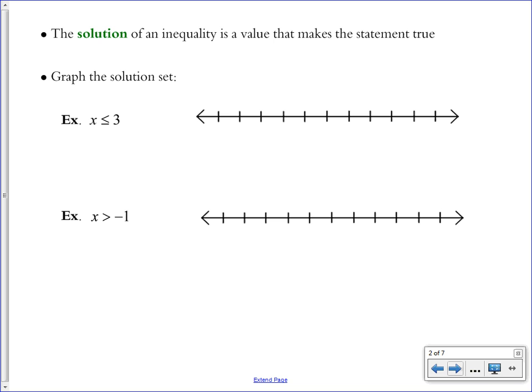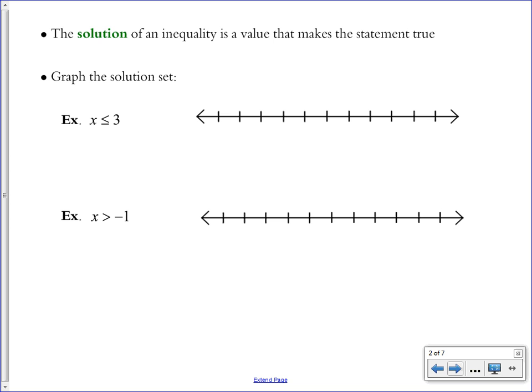So with an inequality like the first example shown here, x is less than or equal to 3, there are an infinite number of solutions because there's an infinite number of possible x values that are less than or equal to 3. It includes 3, 2, 1, 0, -1, -2, -2.5, right? And it goes on forever. So it's asking us to graph that solution set. It wants a visual representation of all of those possible values for x.